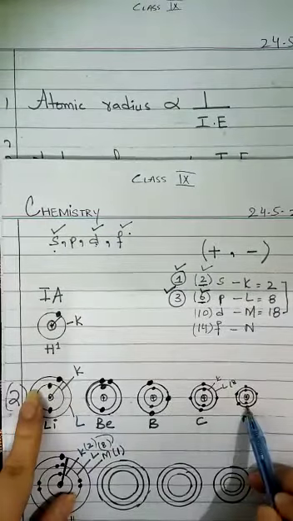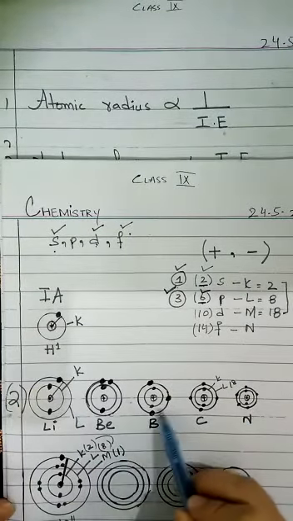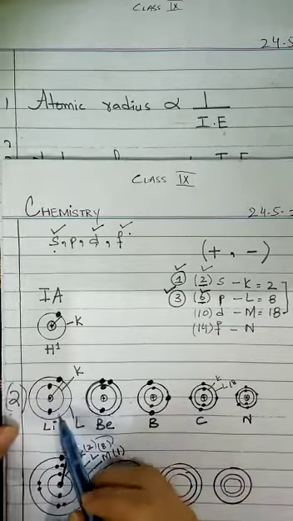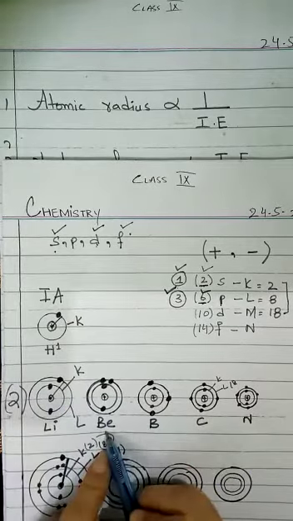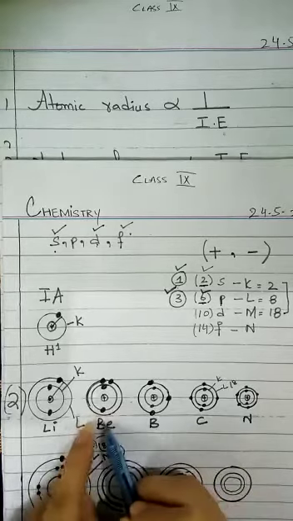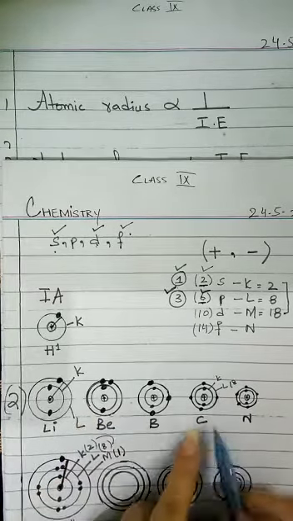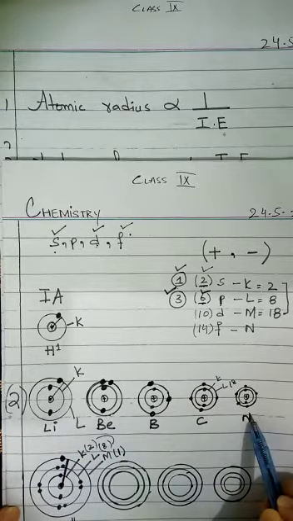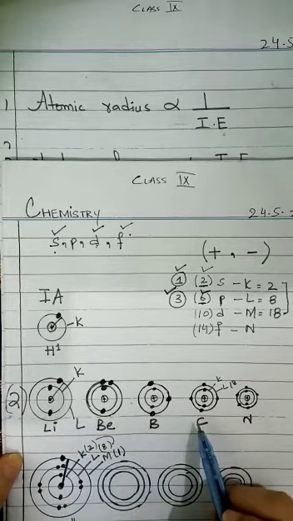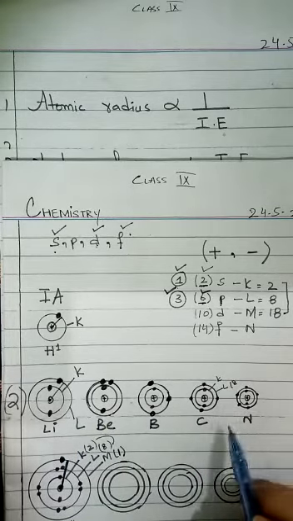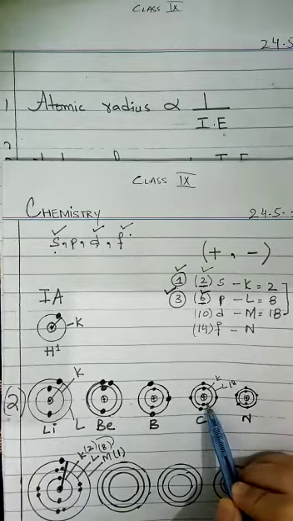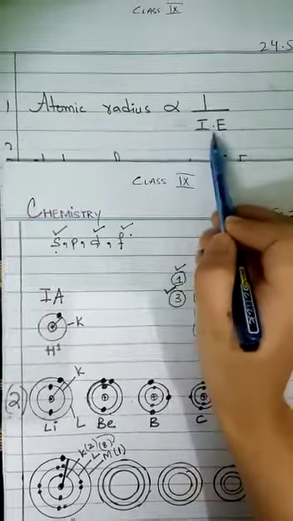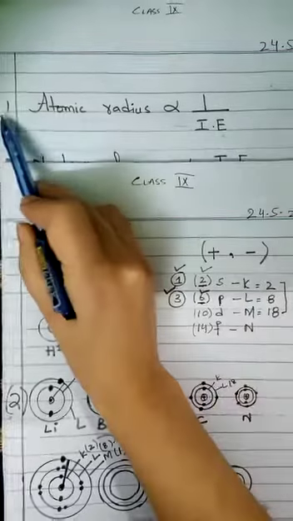When we go from left to right in a period, there is addition of electrons in the same shell, so atomic radius decreases. You can see here the size of lithium is large as compared to beryllium. The size of boron is small as compared to beryllium. The size of carbon is small as compared to boron. So when we go from left to right in a period, the atomic size of the atom decreases. So when atomic size decreases, ionization energy also changes. So atomic radius is inversely proportional to ionization energy. This is the first factor.